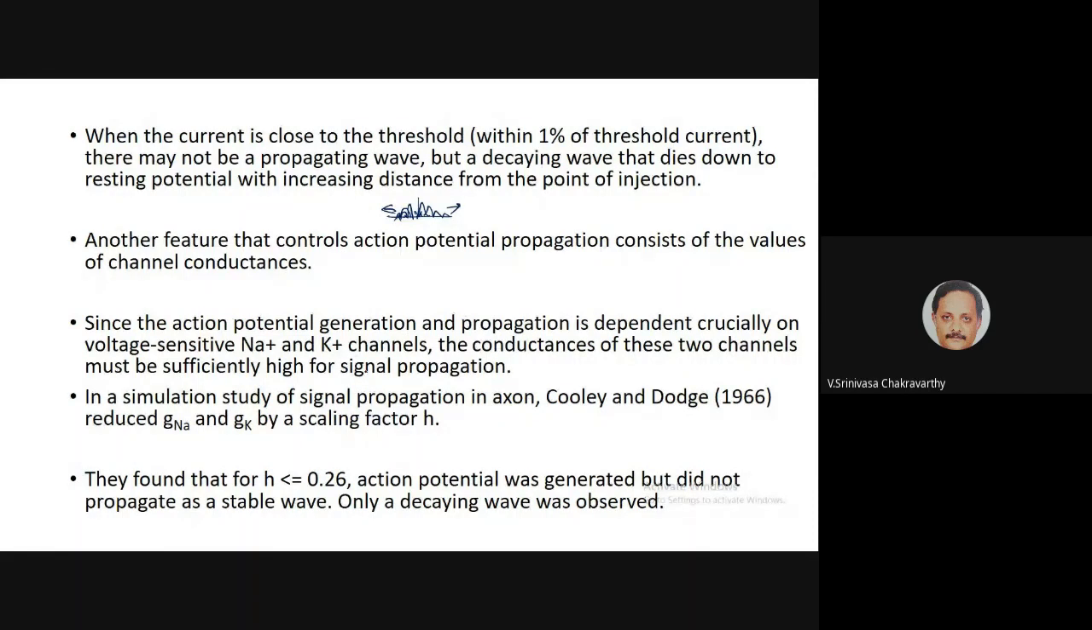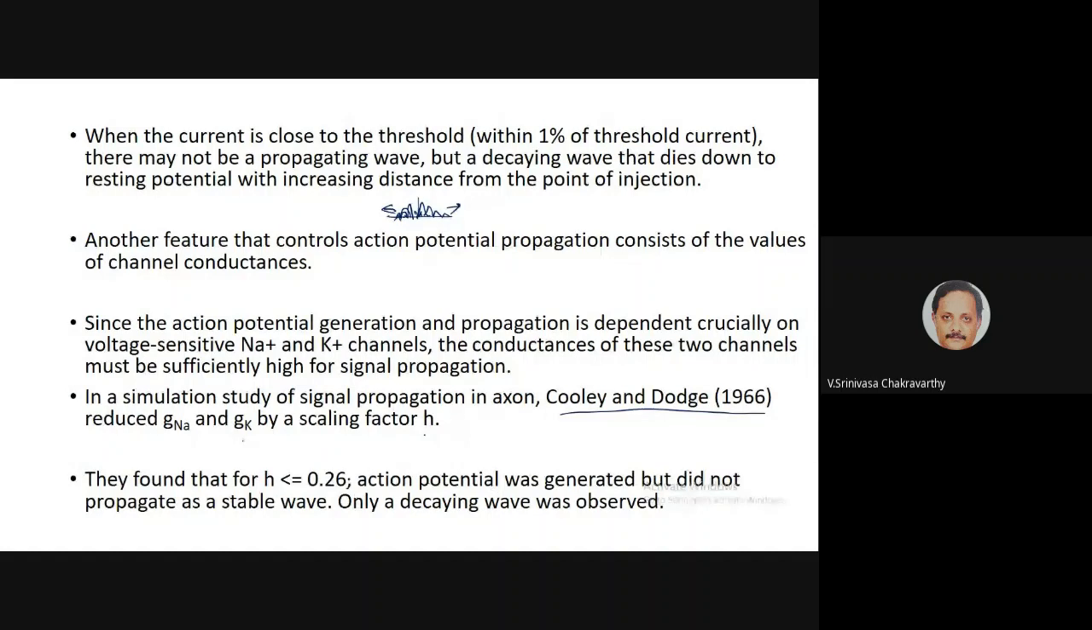So to test this experiment, people have multiplied a factor h, a scaling factor, with both GNa and GK. Obviously, when h is equal to 1, the axon produces propagating action potentials, which we know. But then these guys in the paper, Cooley and Dodge, reduced h gradually and found that when h is reduced to less than 0.26, an action potential was generated, but it did not propagate as a stable wave, right? Only a decaying wave was observed.